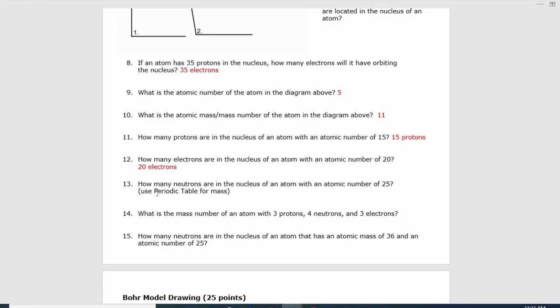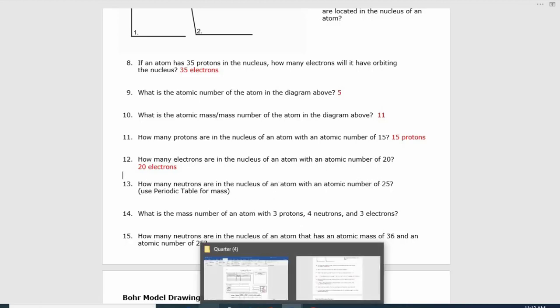Number 13, how many neutrons are in the nucleus of an atom with atomic number of 25? So we have to use the periodic table for the mass. We have now the atomic number, which is 25. To count the number of neutrons, we must know the atomic mass too. So we will find this from the periodic table.